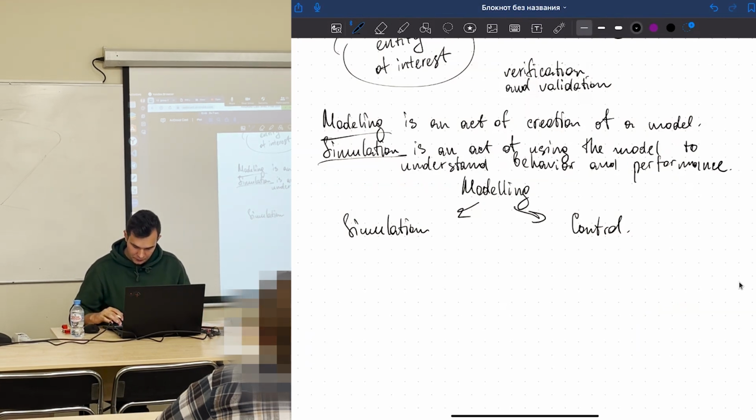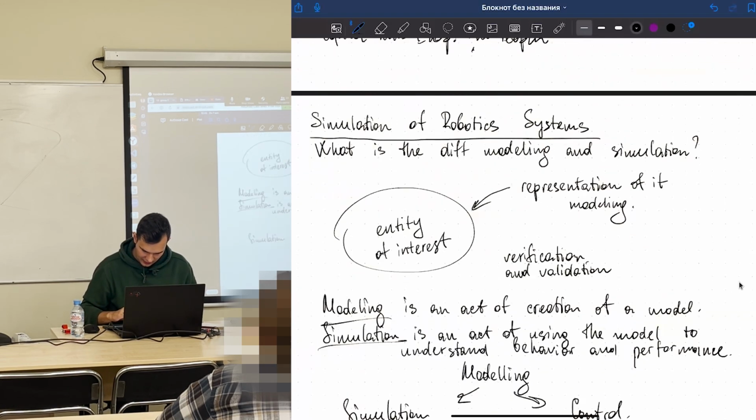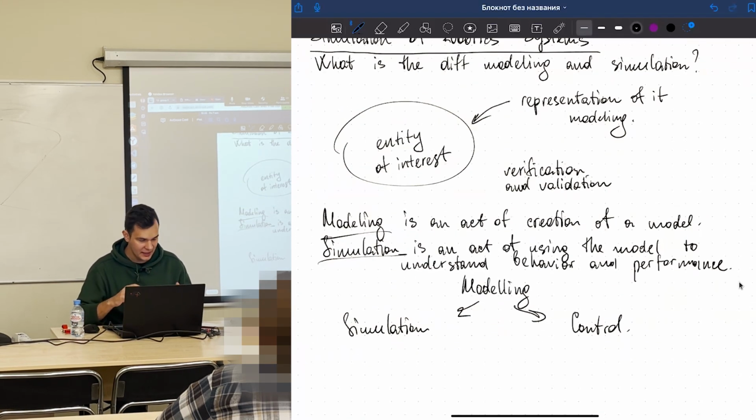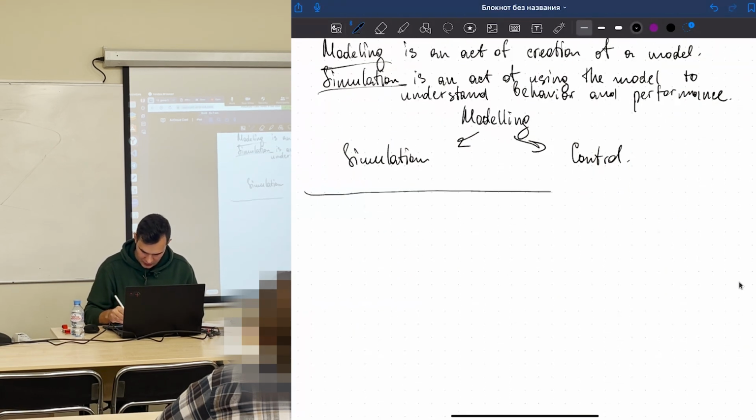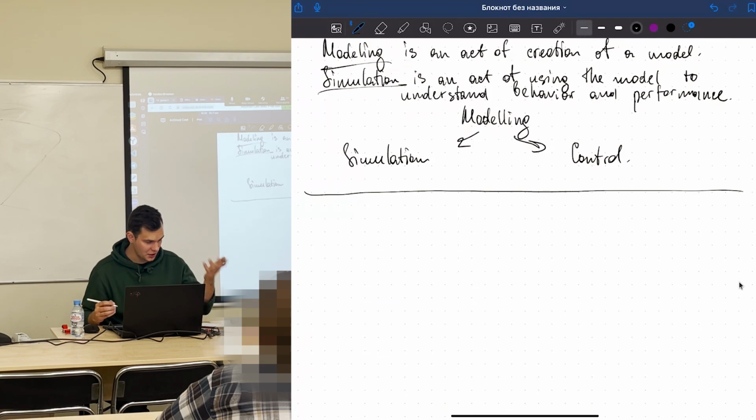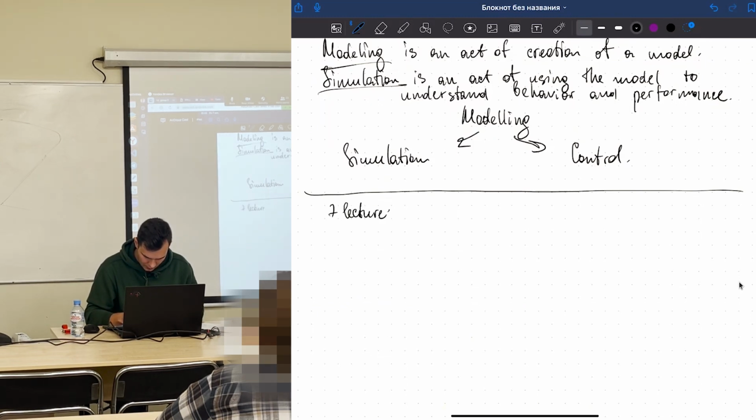Okay, so this is the main idea of the course. Let me tell you a little bit about the course, the structure of it. So we're going to have 7 lectures. And I believe it will be 7 practices. You got 7 practices? Something like this. Plus 7 practices.